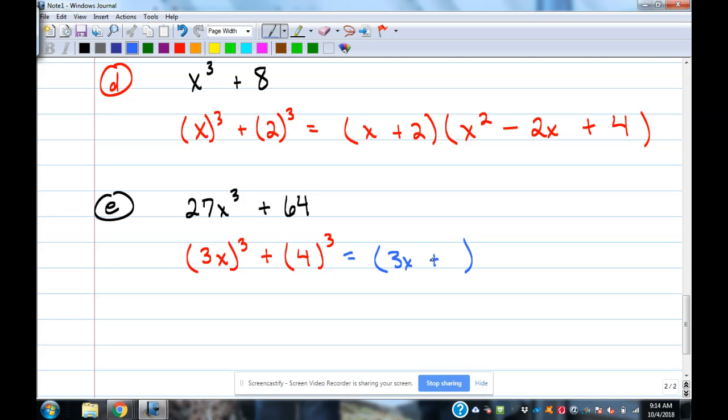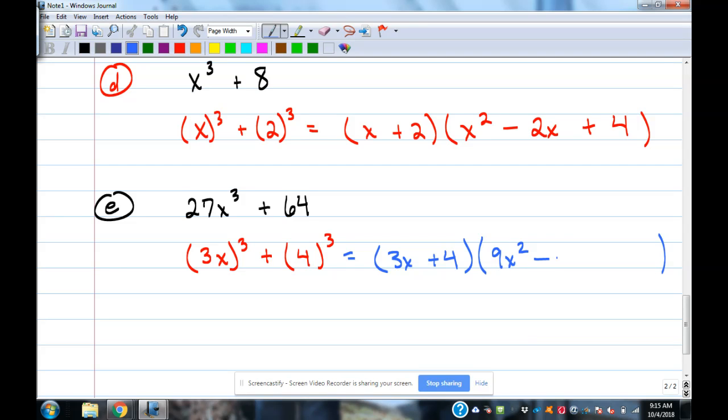3x plus 4. Whatever's in here plus whatever's in there. The long piece, this one's a little more difficult because you got numbers in there. Okay? So the first one is squaring whatever A is. So if I square 3x, that'd be 9x squared.